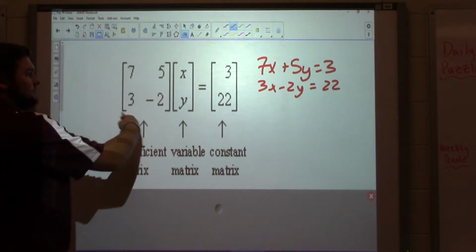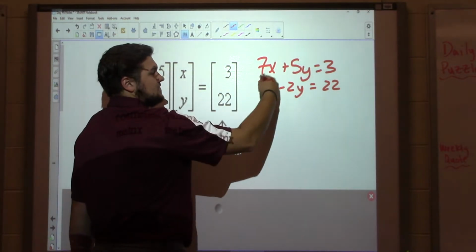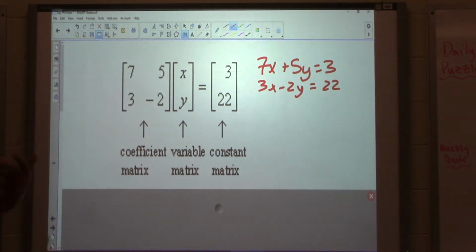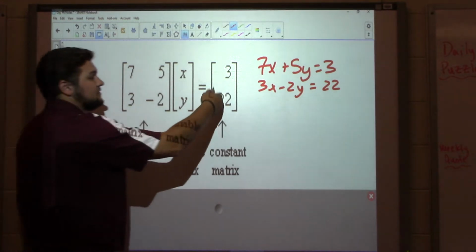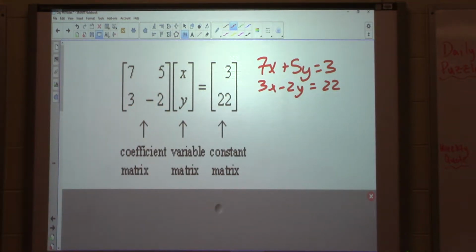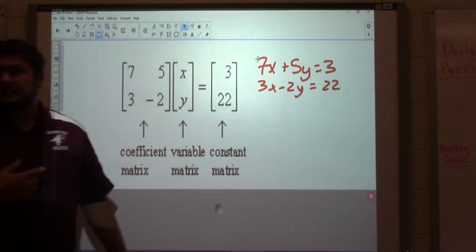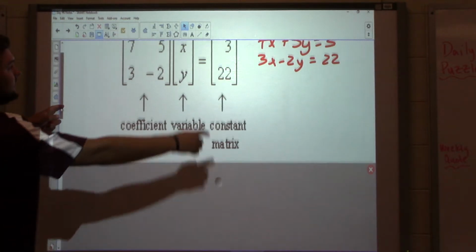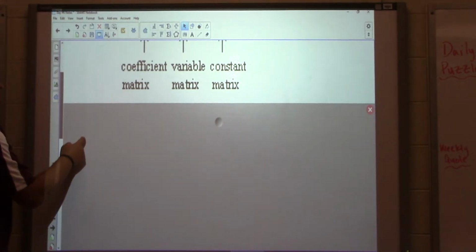This is the coefficient matrix because they're the coefficients for my variables. This is the variable matrix because obviously they are my variables. And then I have the constant matrix, which is what it's equal to. It's equal to a constant. So that's why we call them those things. It is an actual system of equations, and we are going to use matrices in our systems unit to solve them. So that's where those names come from. Alright, so to find x and y, here's what we're going to do.